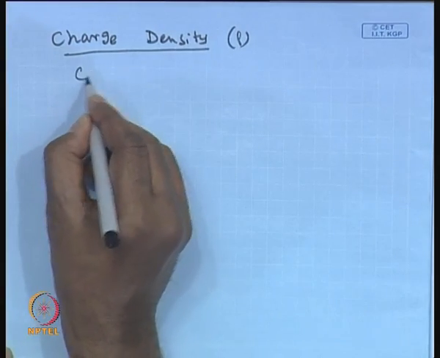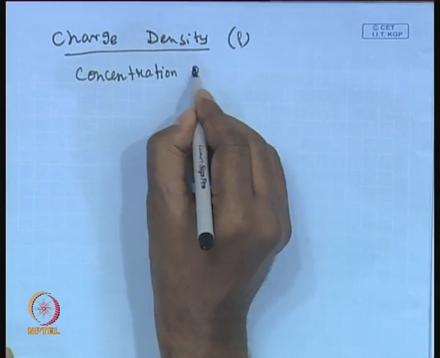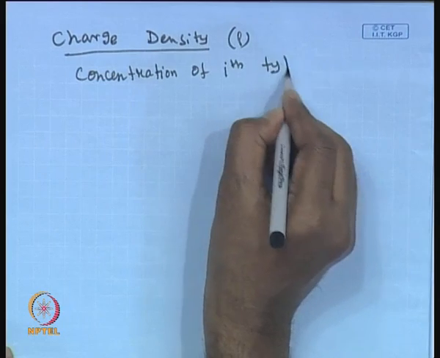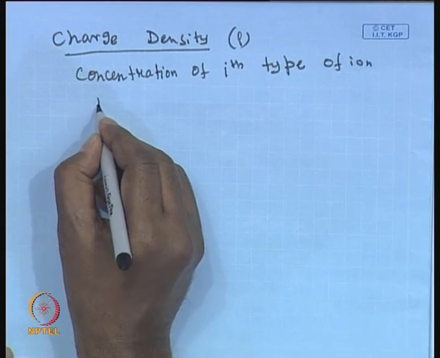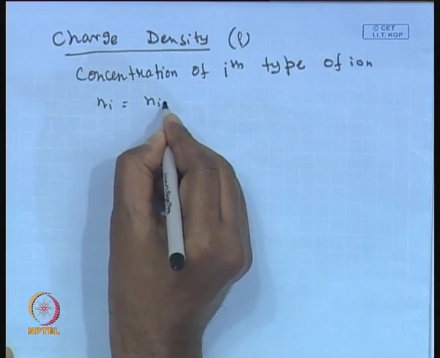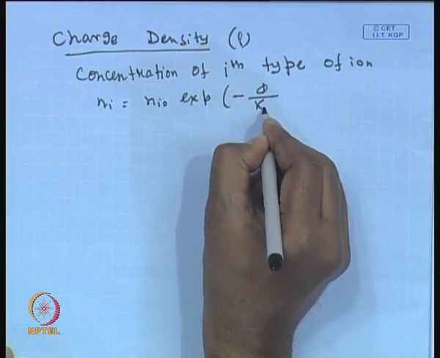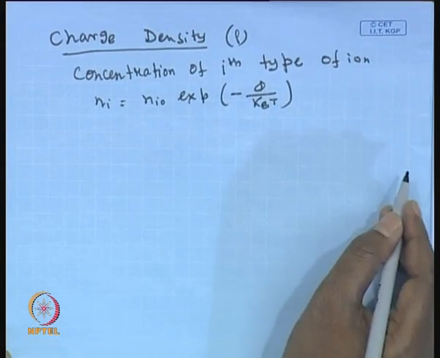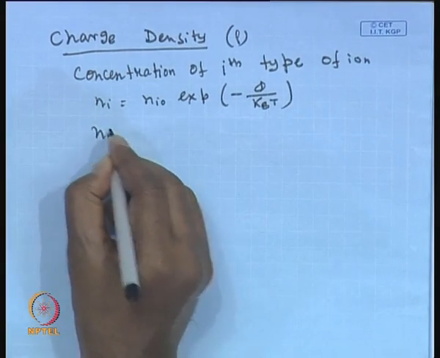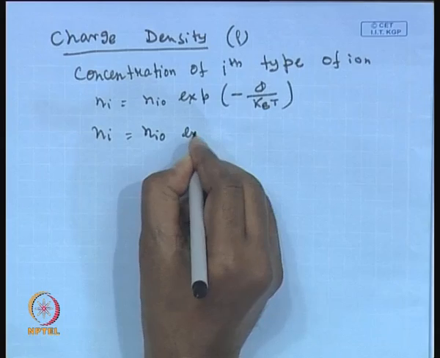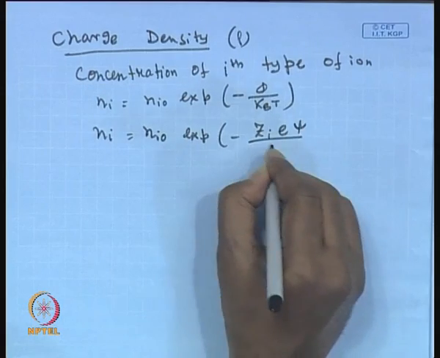Now, concentration. Let us write down the concentration of the ith type of ion, which is given by the Boltzmann distribution. Ni is equal to Ni naught exponential minus phi divided by kBT. And what is phi? It is nothing but Ze psi. And what is psi? Psi is the potential at the location x. So, Ni is given as Ni naught exponential minus Zi e psi over kBT.